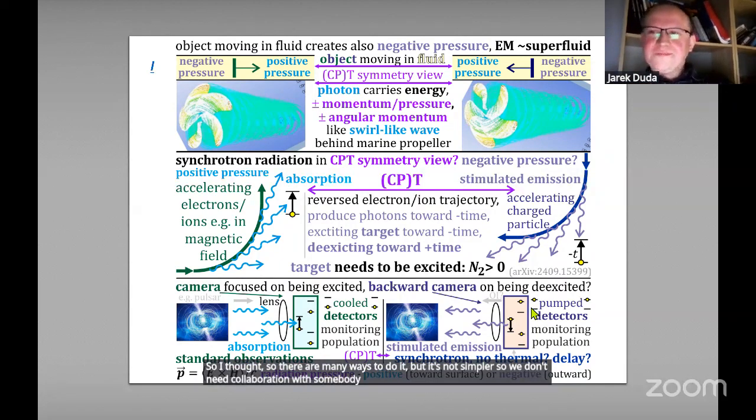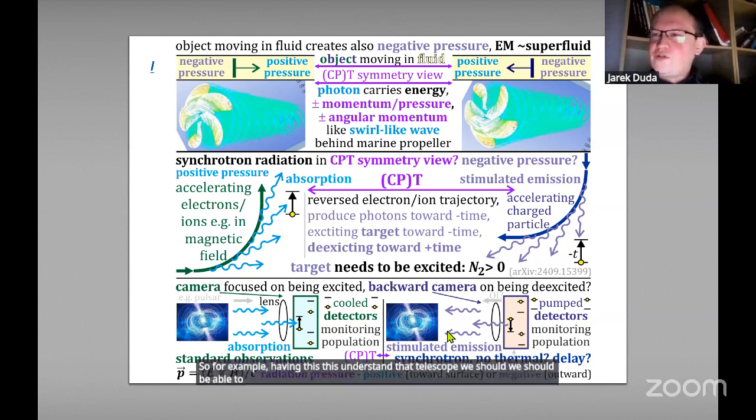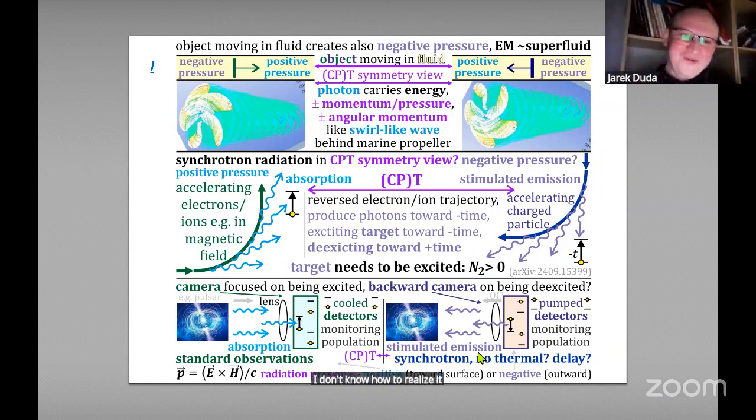Yeah, so it would be very interesting to check what you can see. I think it should only see the synchrotron radiation. So for example, having this and a standard telescope, we should be able to distinguish thermal from synchrotron radiation from objects. I think it would be very interesting to build this kind of telescope, but I don't know how to realize it. So if you know somebody, we should discuss.